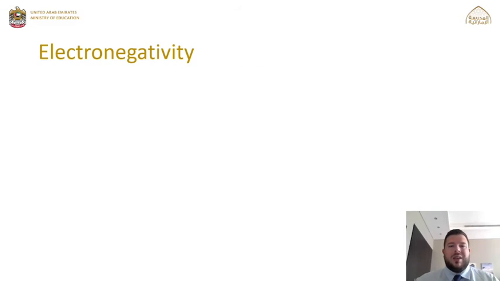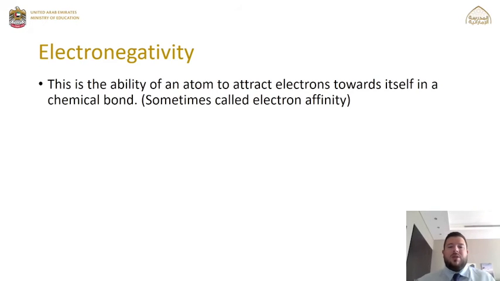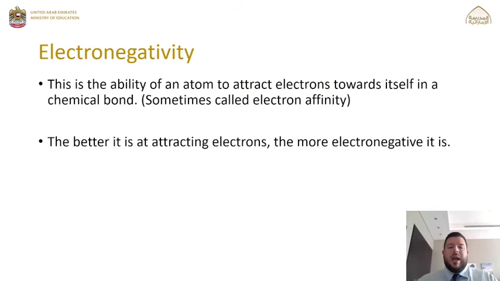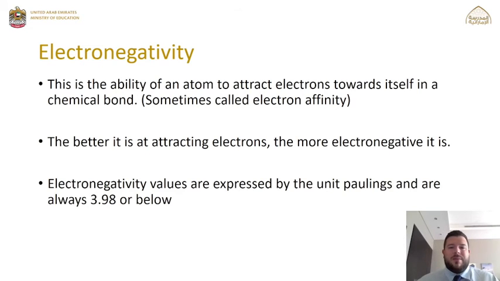Okay, moving on to something called electronegativity. Now you may never have heard of this term, but electronegativity is the ability of an atom to draw electrons towards itself in a chemical bond, and sometimes you may see this called electron affinity. The better it is at attracting these electrons, the more electronegative it is. Electronegativity values are expressed by a unit called Paulings, and they are always 3.98 or below.